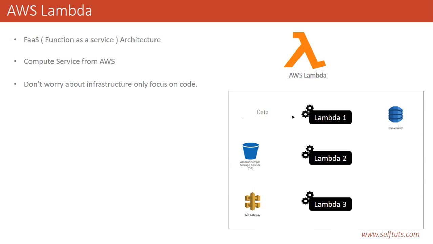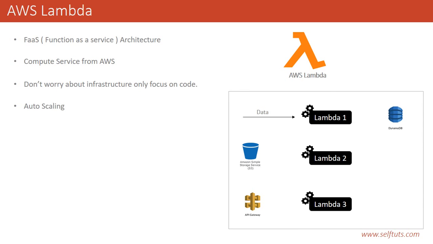The most important point is you don't have to worry about the infrastructure of these services, means where these are running, how much memory is there, how much CPU is getting utilized. You don't have to worry about that. Everything is taken care of by the AWS people. You only have to focus on the code that you write, and not on the infrastructure.